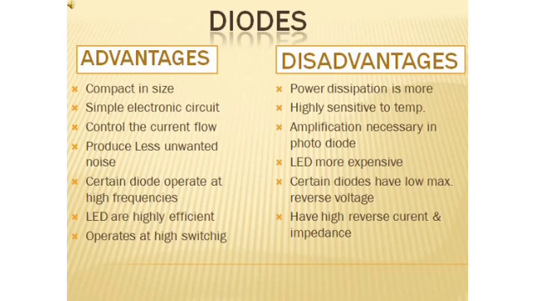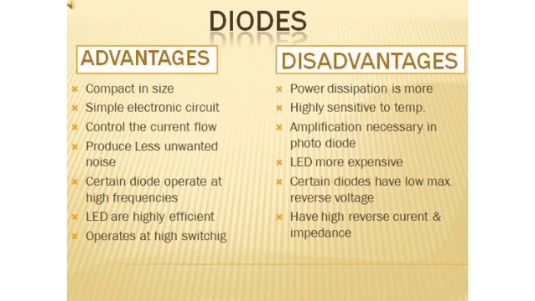Disadvantages: power dissipation is more for the Zener diode and therefore it is less efficient for heavy loads, and diodes are highly sensitive to temperature. Amplification is necessary in photodiode based circuits, and LEDs are very expensive compared to other diodes. Certain diodes have a low maximum reverse voltage and they have high reverse current and impedance.